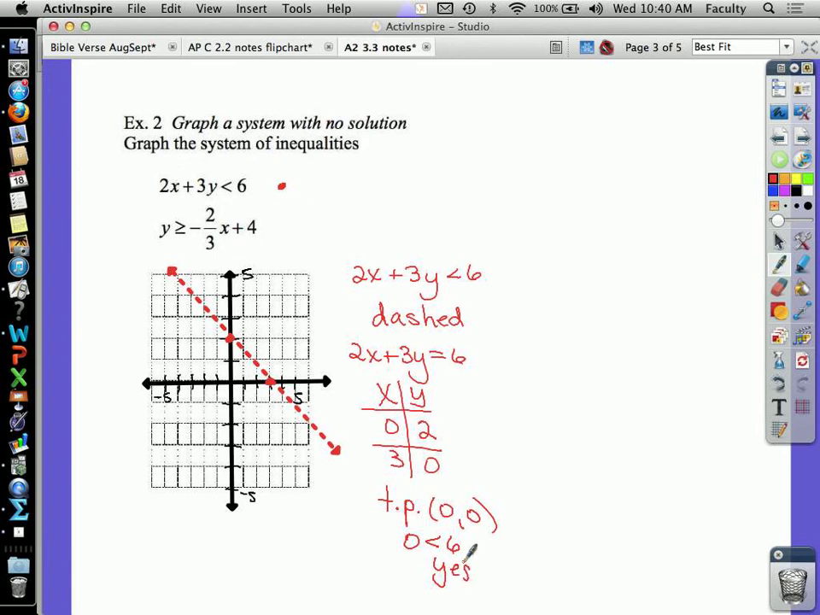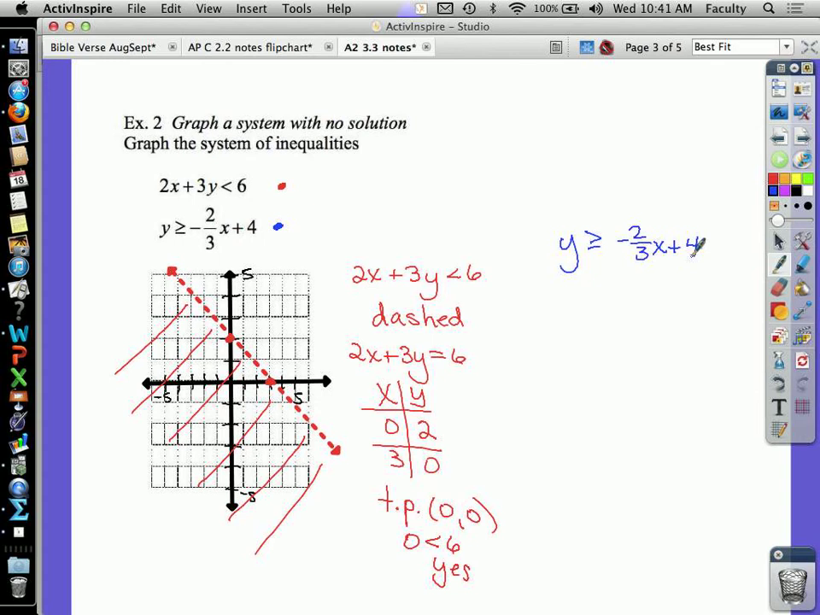Well, 0 plus 0 is 0. 0 is less than 6. So I'm going to shade where the test point is. Now pick a new color, put a dot next to the second one, and do all your work in that second color.